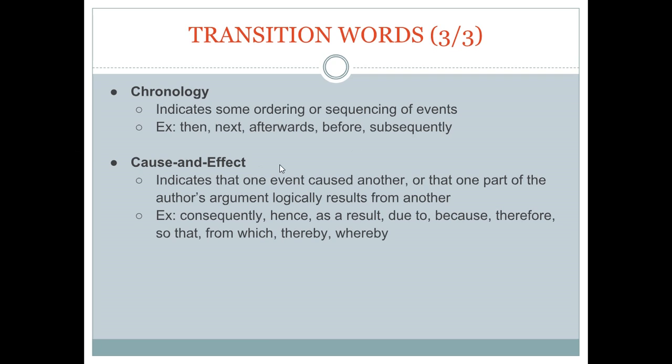And then finally, cause and effect, again pretty obvious, indicates that one thing caused another, or that one part of an argument logically results from another. So it doesn't have to be events causing another, but it could be one part of an argument sort of logically causing another to arise. So I think the meaning of this is intuitive, but students often don't know that all of these examples are cause and effect words. Some of them are big and sort of antiquated, but the SAT will expect them to know these. Consequently, hence, as a result of, due to, because, therefore, so that, from which, thereby, and whereby, all indicate cause and effect.